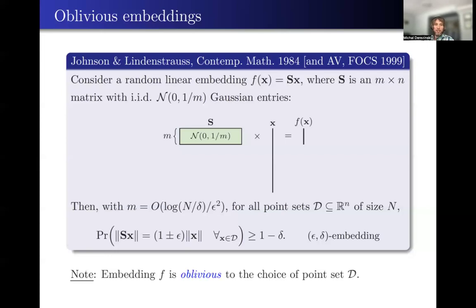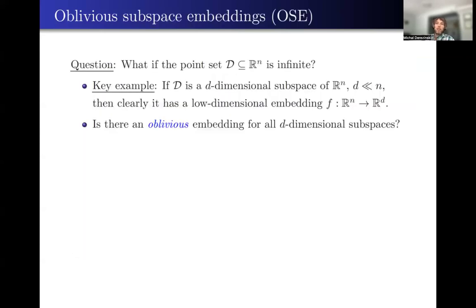Now, the remarkable thing about this is that the random embedding F is oblivious to the choice of the point set D. The way we constructed the randomized embedding was entirely independent of the point set, and yet it will work for any such point set with a very high probability. So that's called an oblivious embedding. The dimensionality reduction obtained here was quite striking. We went from N points to log N dimensions.